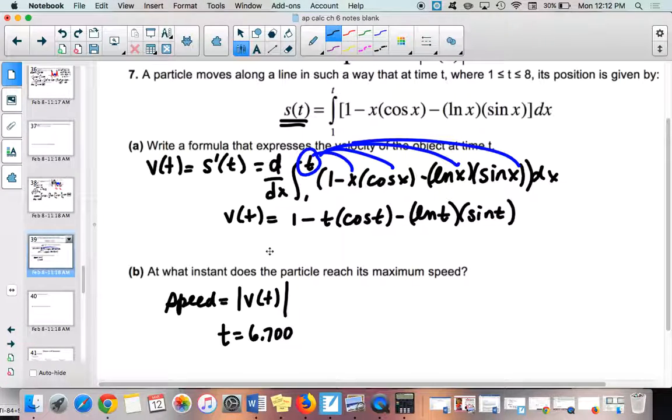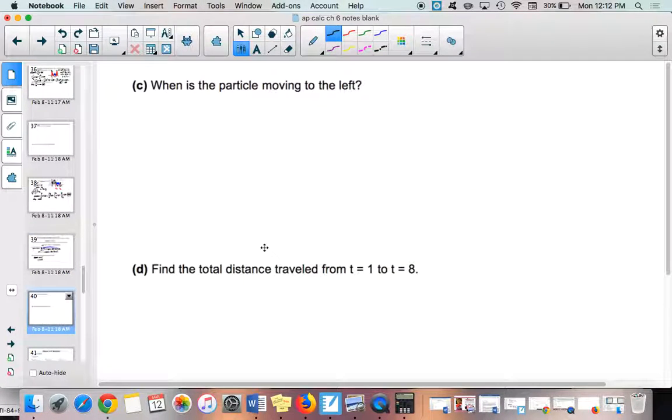Okay, next question: when is the particle moving to the left? Calculus keywords: when I see when is the particle moving to the left, what am I saying in my head? What's negative? The velocity function. Yes, our velocity is negative. We want when our velocity is negative.